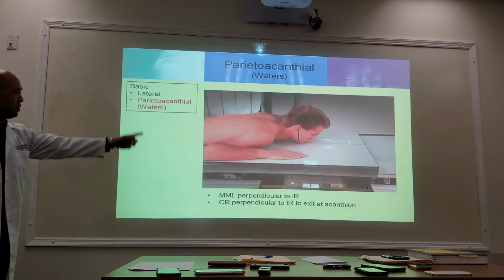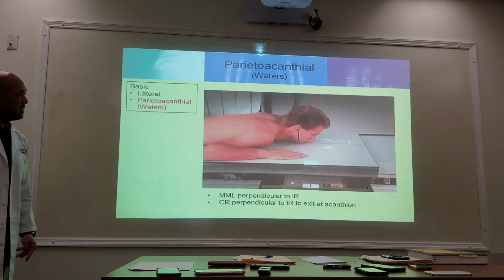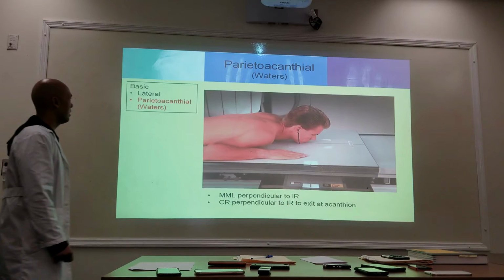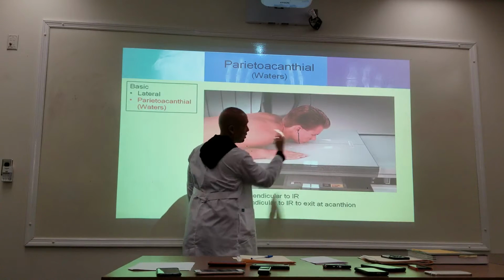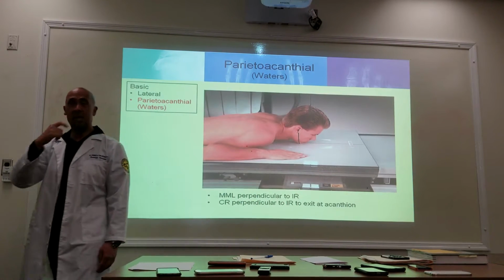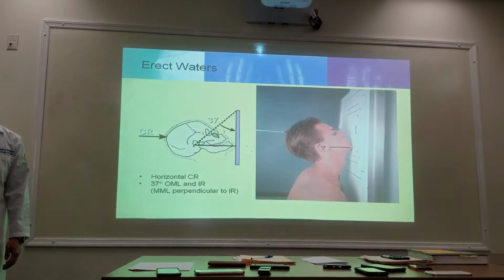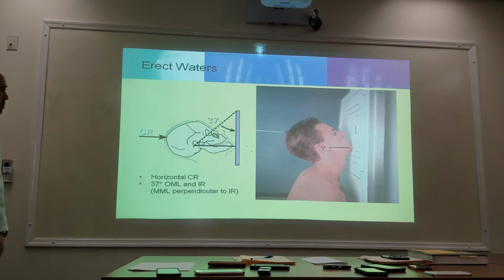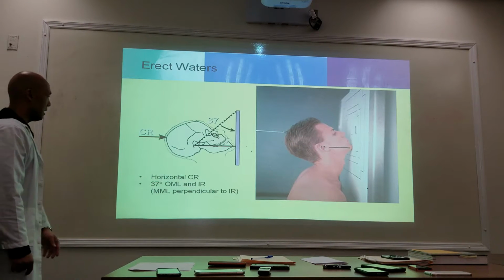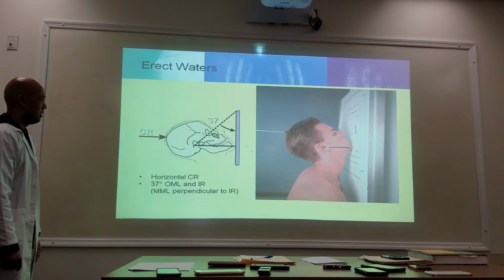Central ray is going to match that MML. Central ray is going to exit the acanthion. Where's the acanthion? Right there under your nose. This is where your nose attaches to your face. So that's the exit. When the MML is used, it's going to form a 37 degree angulation between your OML and the image receptor.